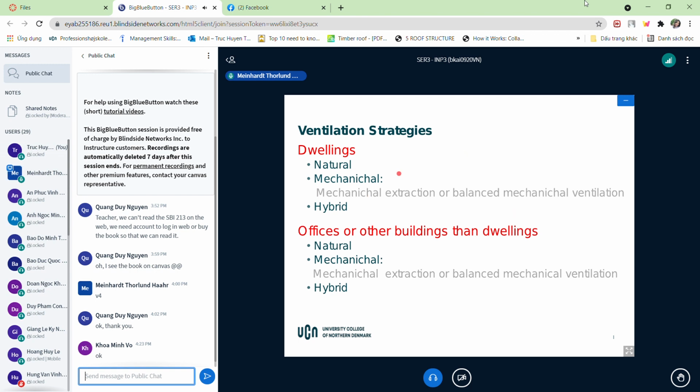Okay, so ventilation strategies. Typically dwellings, which is not the project we're doing this semester, but we already covered it. Today most of the buildings in Denmark, at least dwellings and one-story houses, will have mechanical ventilation, either mechanical extract or balanced ventilation. In some cases we also have hybrid, where there's a mix between the two. It could be mechanical in the winter time and natural in the summertime, or maybe a mix of both in the summertime. When we go to offices or buildings other than dwellings, we have natural.